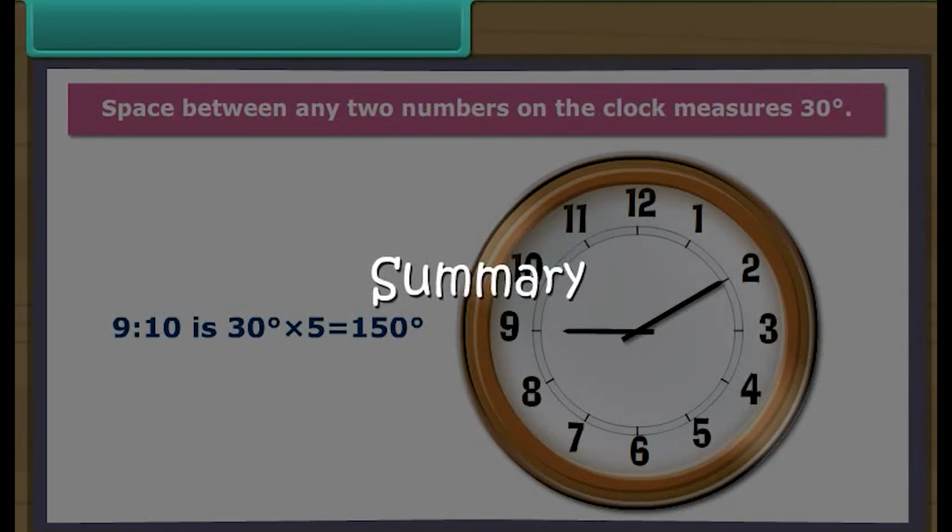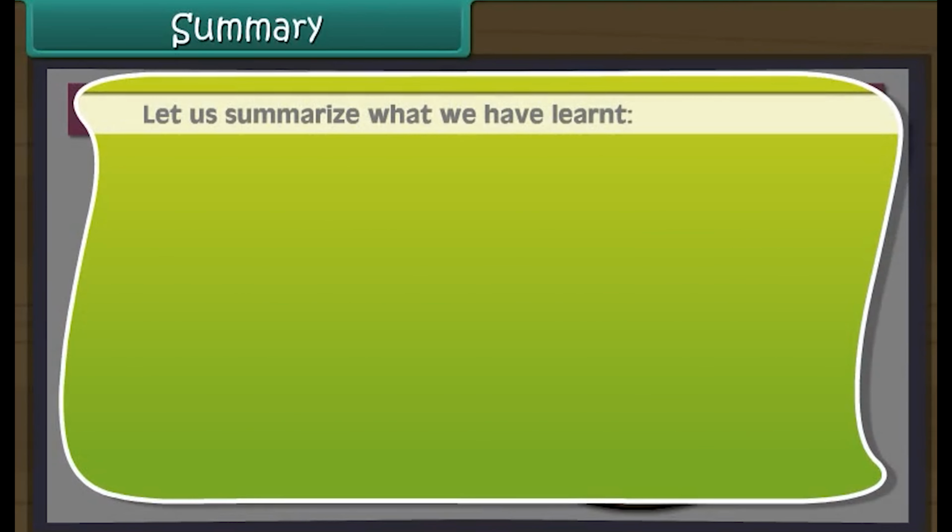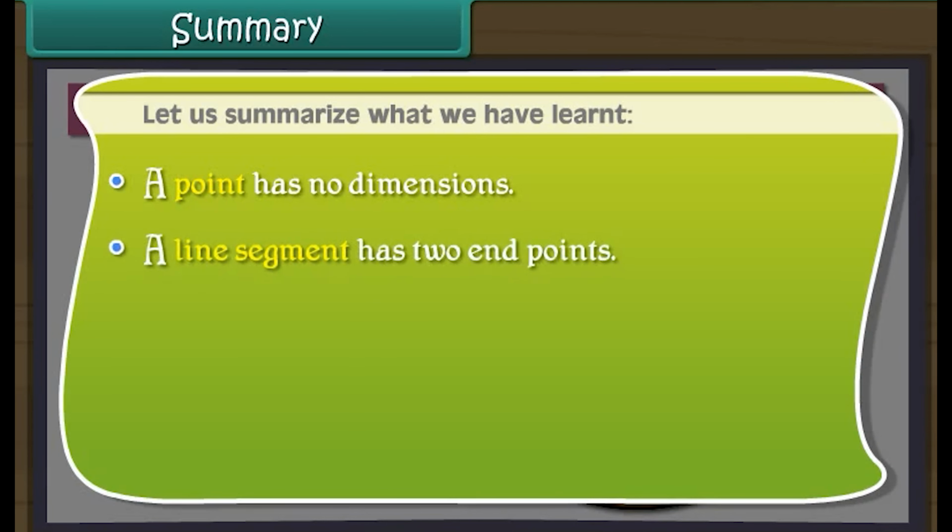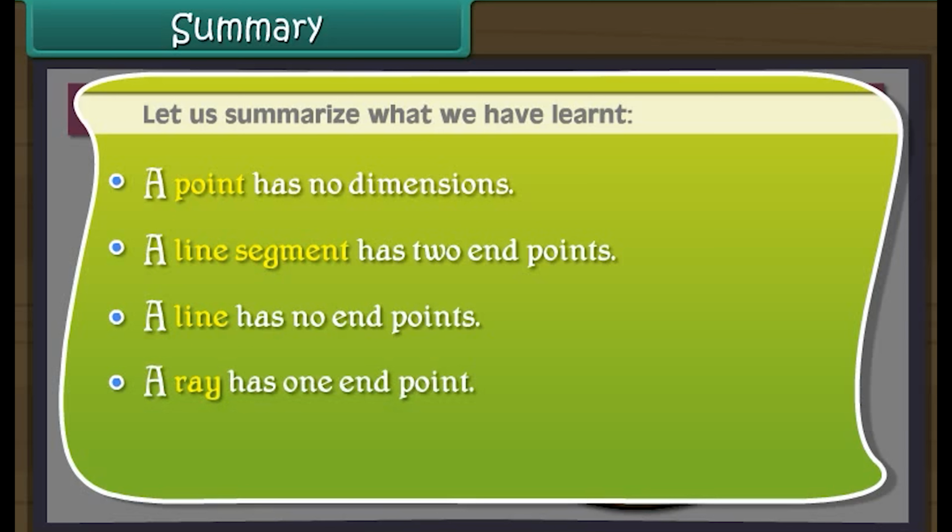Summary. Let us summarize what we have learned. A point has no dimensions. A line segment has 2 endpoints. A line has no endpoints. A ray has 1 endpoint.